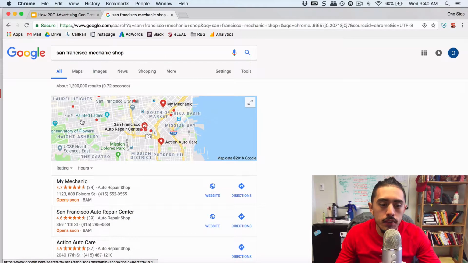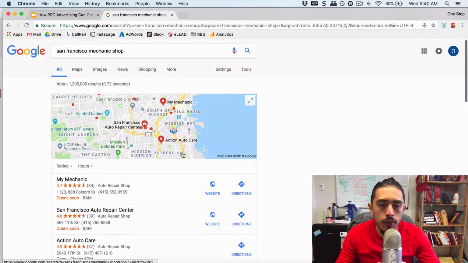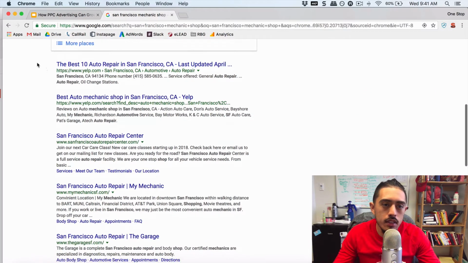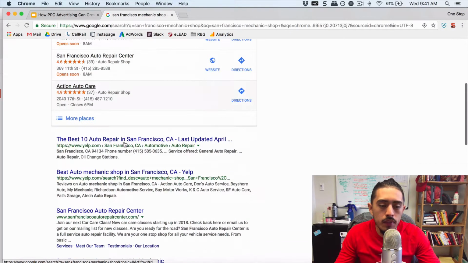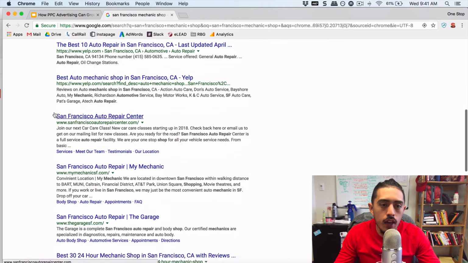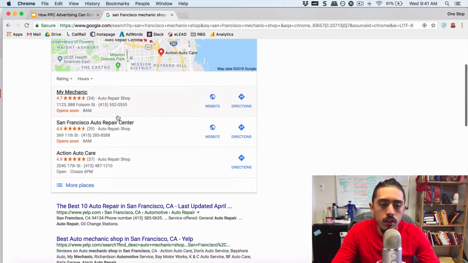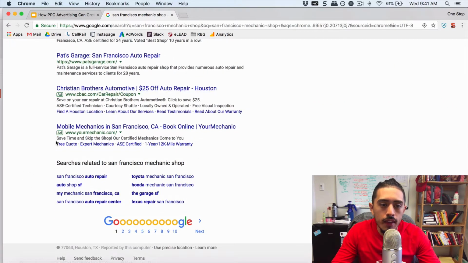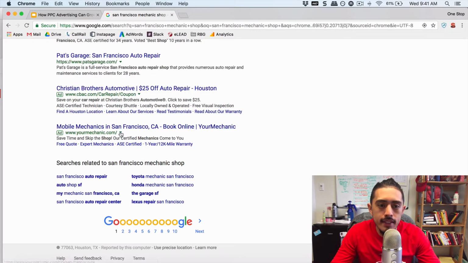Now here in this specific example, we have no ads here. This listing right here is your local three pack. So now it's just going to show three people and their locations within Google. Then your following listings here, these next 10, are going to be your organic listings. So you have 3 right here, 10 right here, and then you have ads down here. As you can see here, you have Christian Brothers and yourmechanic.com running ads in Google AdWords.